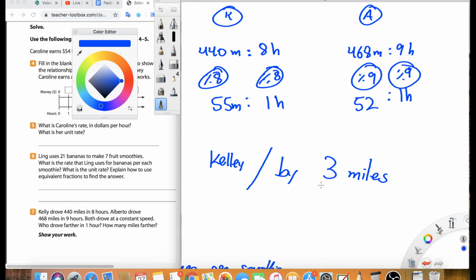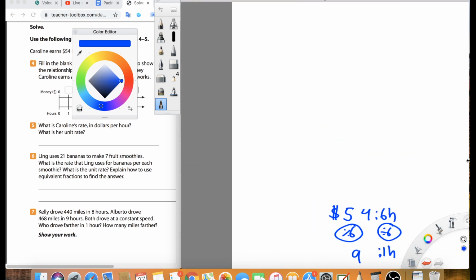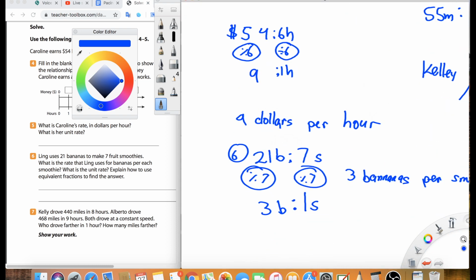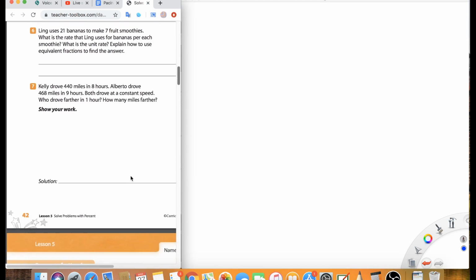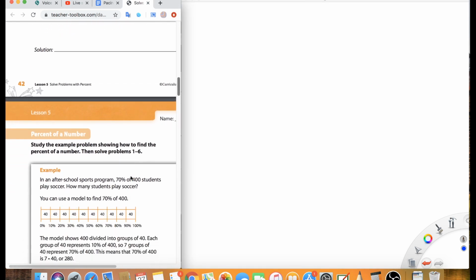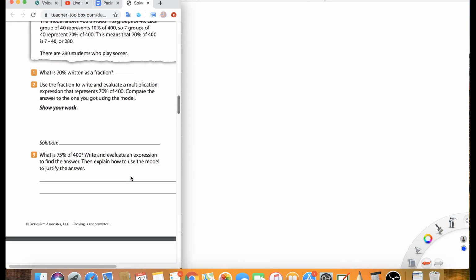Okay, let's go to our next page. No, we need more room. I can just zoom it in and then we'll have more room. There we go. Now let's go to the next page. Whoa. That guy's gotta be more careful.